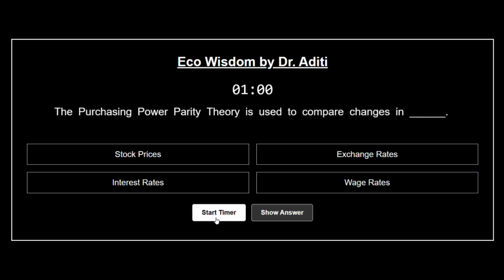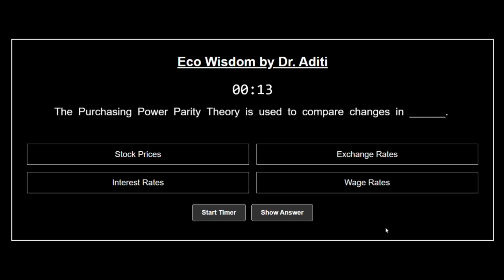Next, the purchasing power parity theory is used to compare changes in dash: stock prices, exchange rates, interest rates, and wage rates. Find your answer. Last 15 seconds to go.